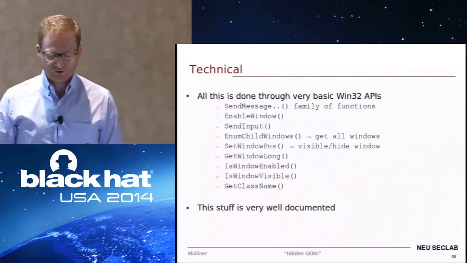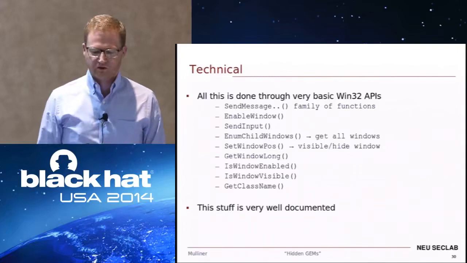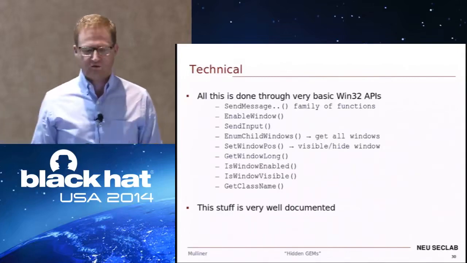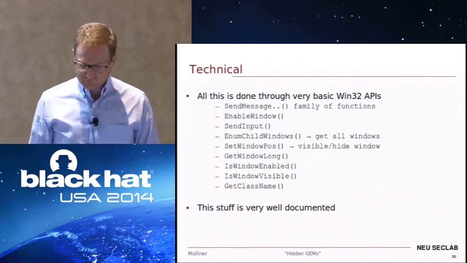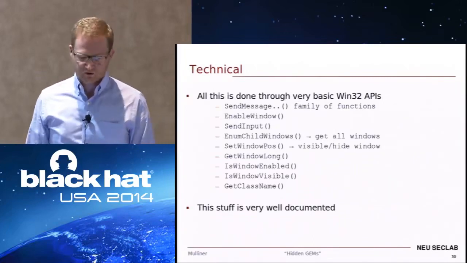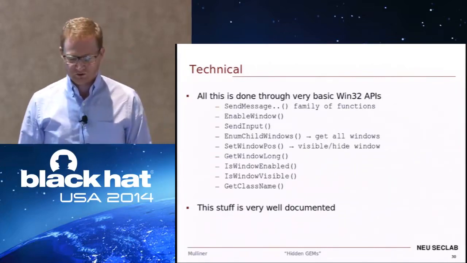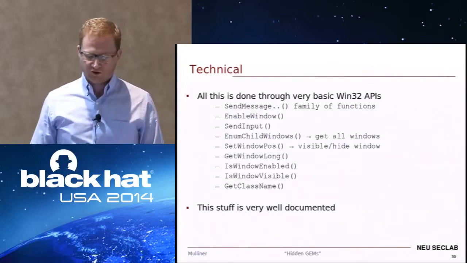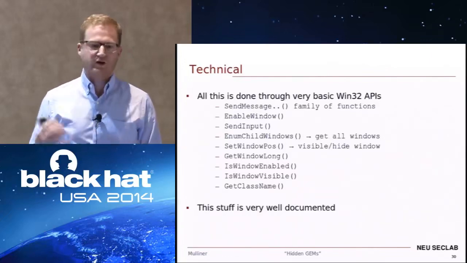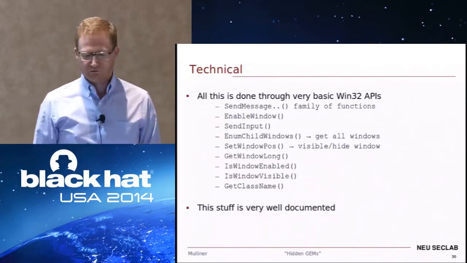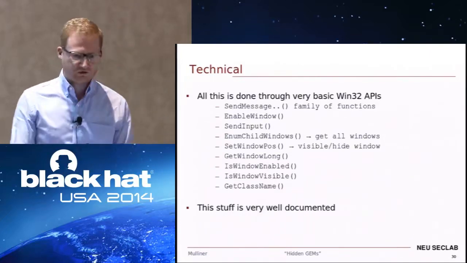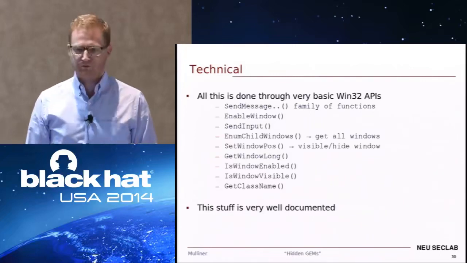All of this is done through very, very basic Win32 APIs, like the SendMessage family, EnableWindow, and EnumChildWindows. So you just get all child windows of an application, and then you can check whether a window is enabled, visible. You can access all of this programmatically, without having the user sit in front of it and inspect everything manually.